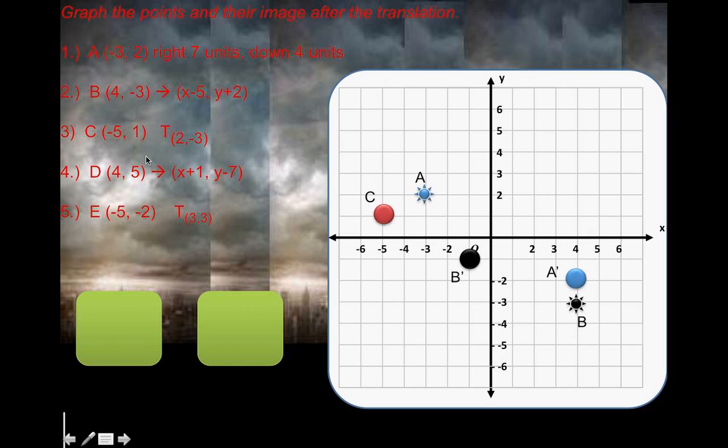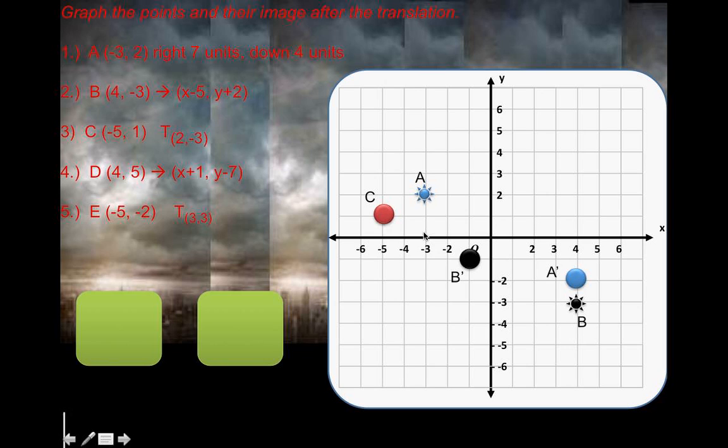Okay, on to the third one. The point C is at negative 5, 1. So we graph our point C, negative 5, 1. It came up a little early there, but that's okay. And we have one other type of notation here. It has a T, which stands for translation, and then just 2, negative 3.